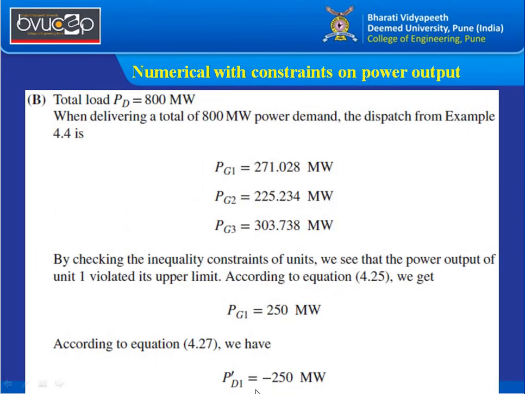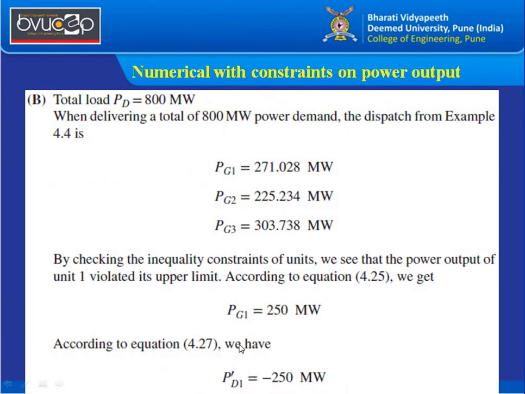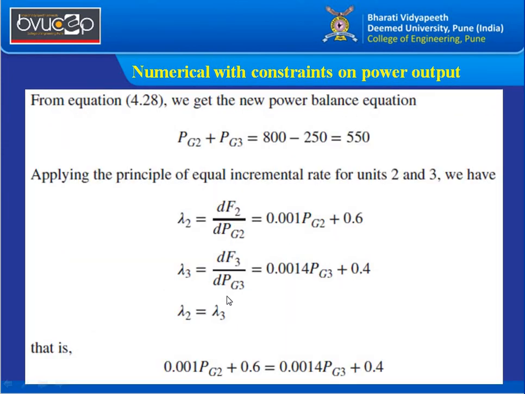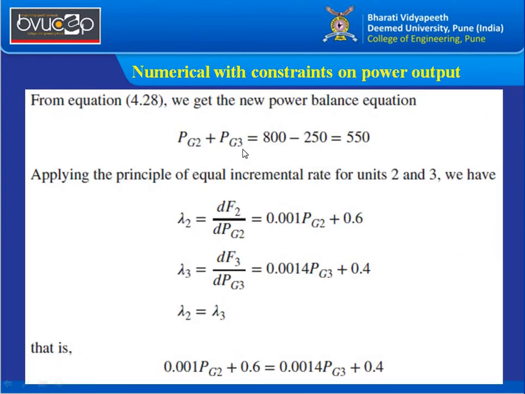So what we are going to do is take it as a negative of demand, which we have already discussed in the lecture. You can refer to that note. PD dash, we can consider it as minus 250 megawatt. Now when we are solving these particular equations, we subtract this PD dash from the demand. That is going to be 800 minus 250, which comes to 550.